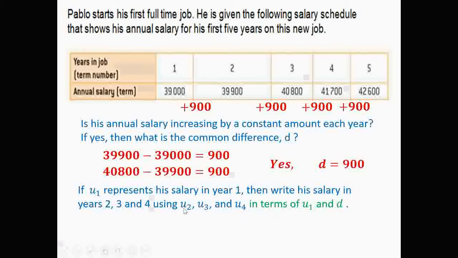So when you write U2 equals something, it has to be U2 equals something with only U1 and D in there. Okay, let's see what you came up with. So U2 is U1 plus D. So notice for U2, I'm writing it in terms of U1 and D. In terms of means those are the only variables here.